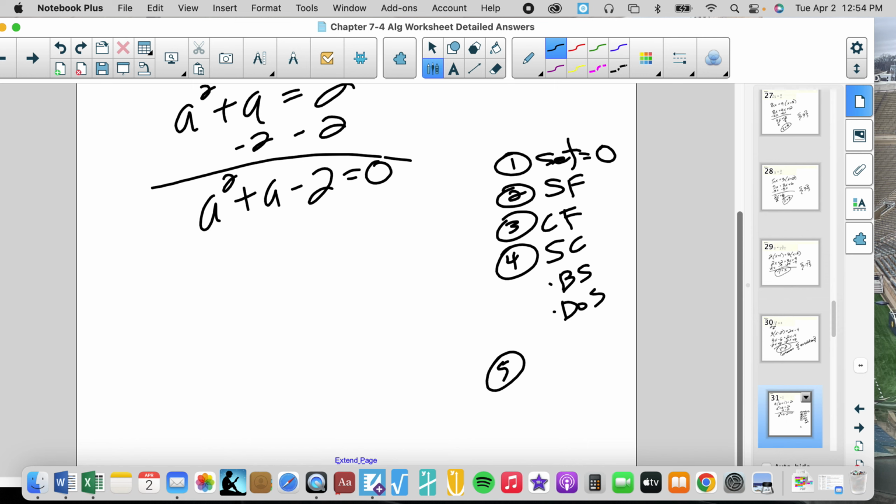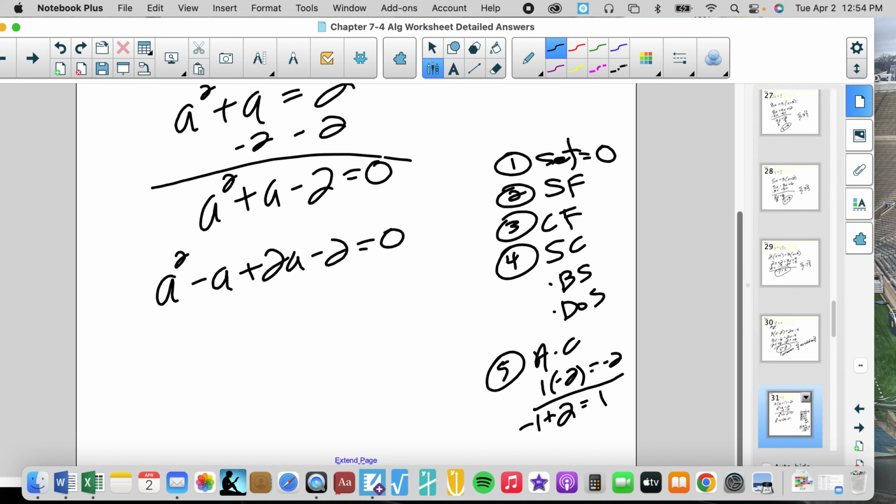So we have to do A times C. A is 1, C is -2. Factors of -2 are 1 and 2. Signs are different. Bigger is positive. And we get 1. Is that my middle? Yes. So we're going to do a squared minus a plus 2a minus 2 equals 0. These 2 values went here and here, -1 and +2.